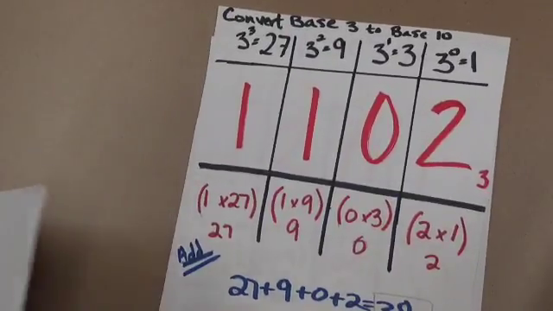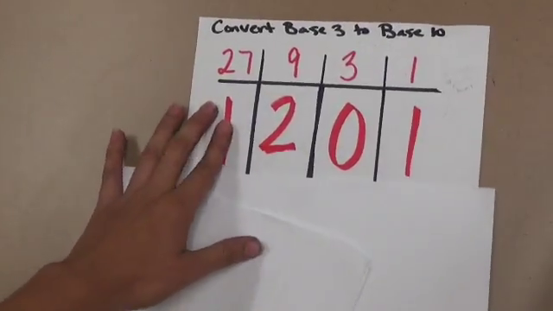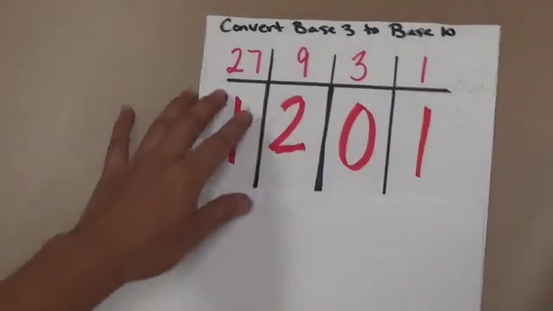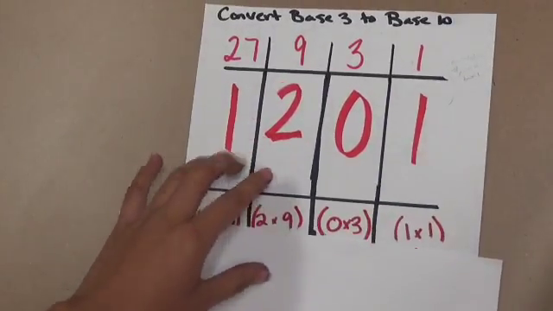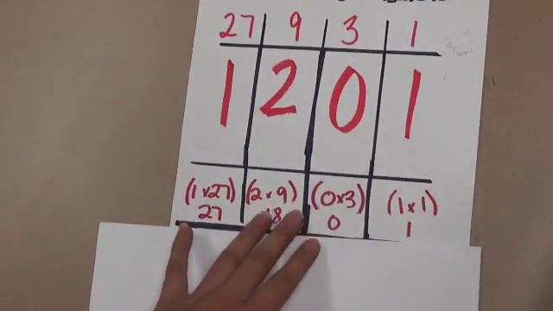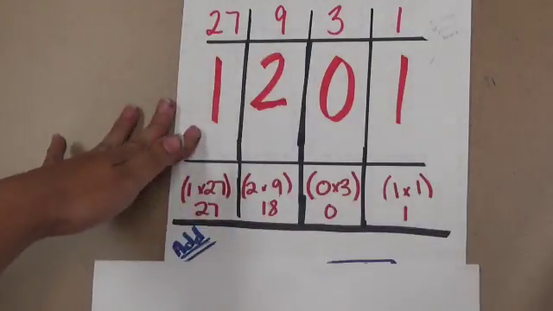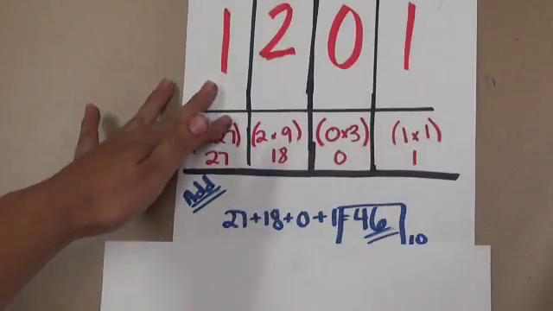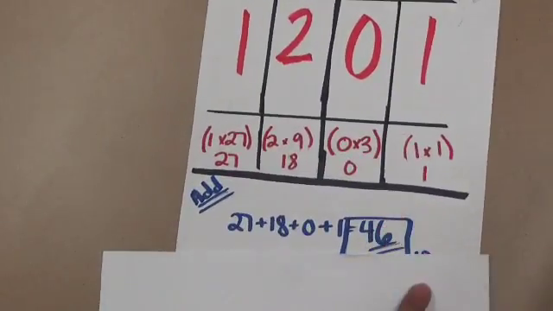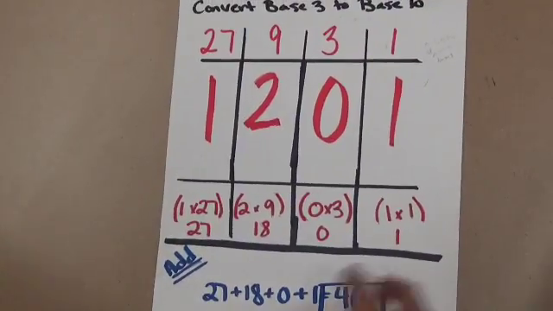Now let's look at another example. We're multiplying 1 times 1, 0 times 3, 2 times 9, and 1 times 27. Once we get the products, we're going to add them, and we get our base 10 number. Conversion to base 10.